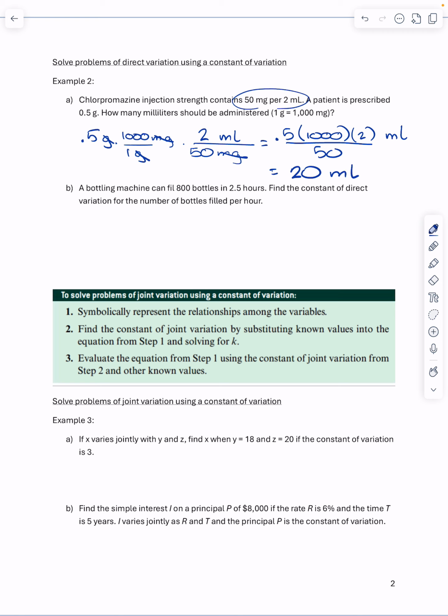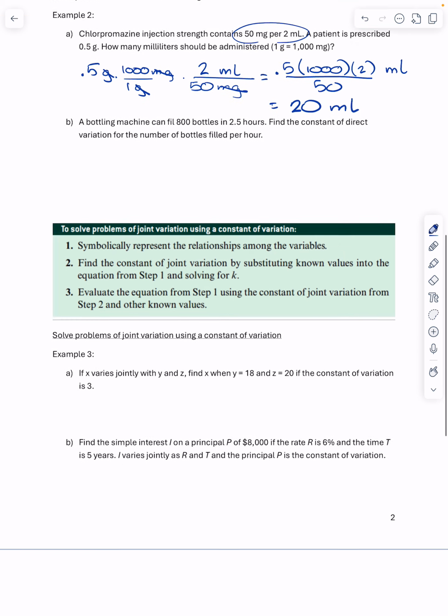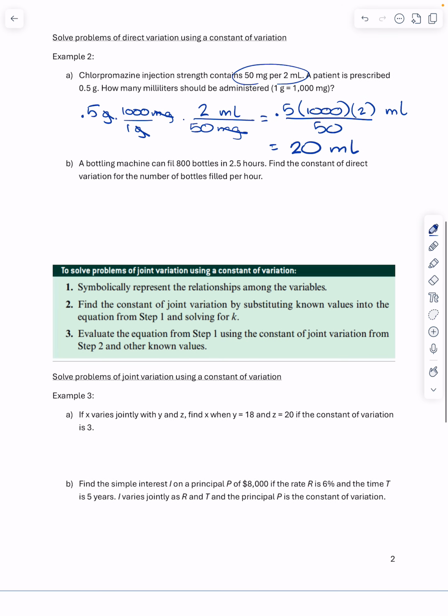Okay. That really should have been attached to A. Sorry, it wasn't really a constant of variation, but B is. A bottling machine can fill, with 2 liters, 800 bottles in 2.5 hours. Find the constant of direct variation. This is what we're looking for: number of bottles filled per 1 hour.